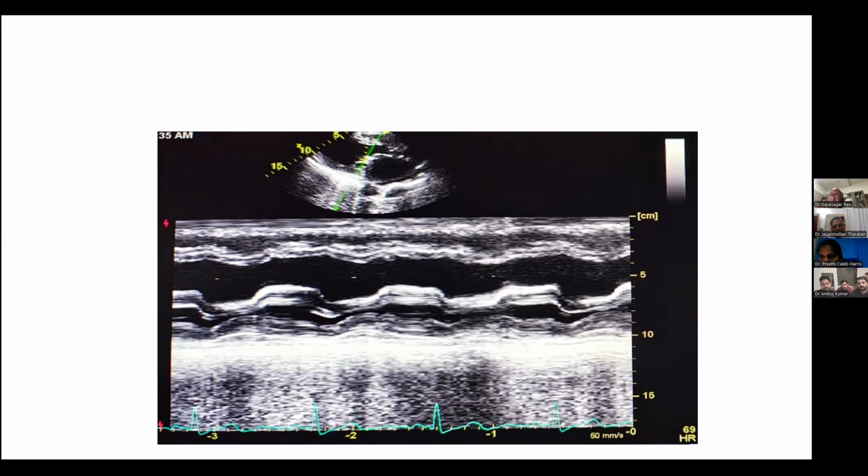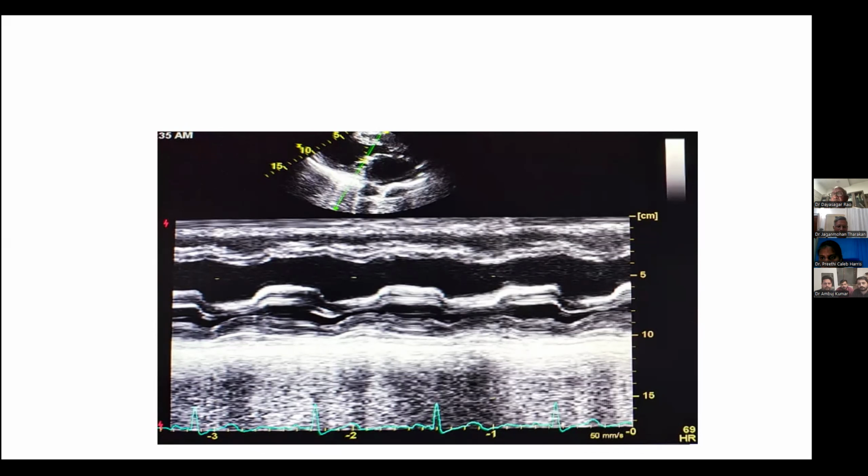So you should never use EPSS as a sign of LV dysfunction when there is a structurally abnormal mitral valve, or even in AR, secondary abnormality of the mitral leaflets. Yeah, that's right. So EPSS should be measured only when the mitral valve is normal and the aortic valve is normal.